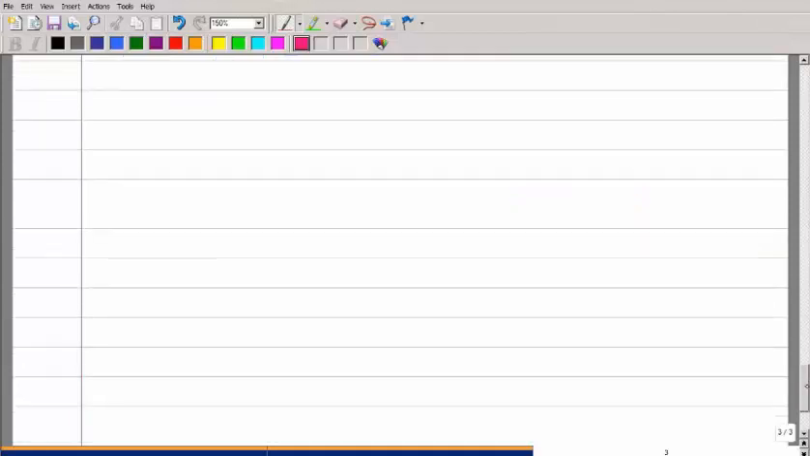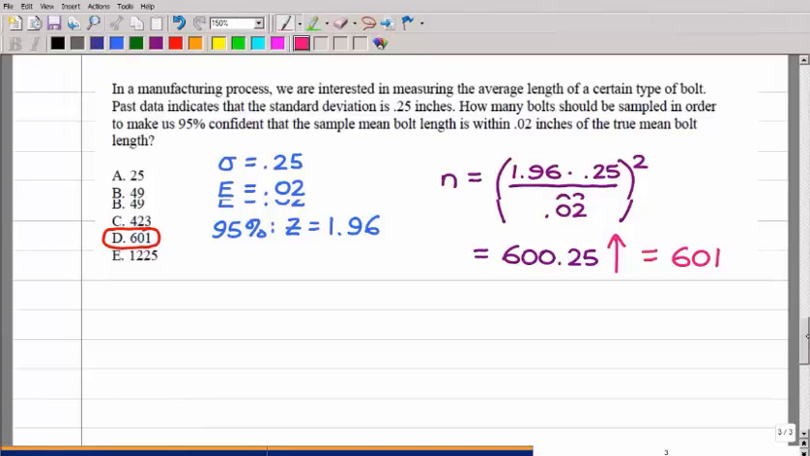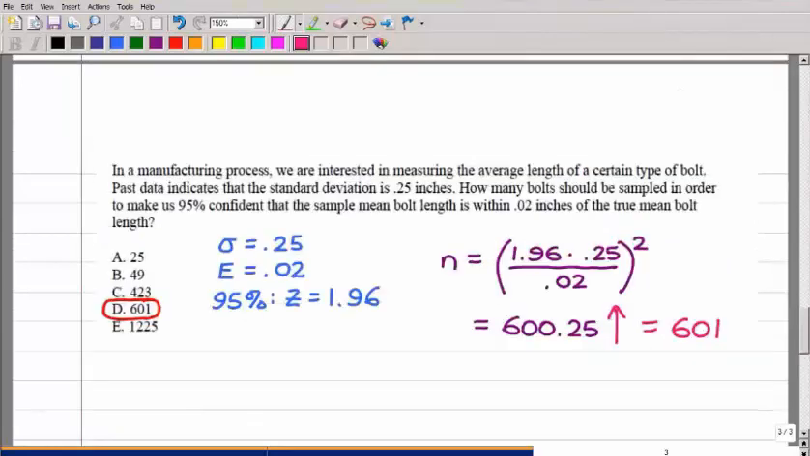So I believe I have no more examples here. I believe that concludes the lecture on determining the required sample size.